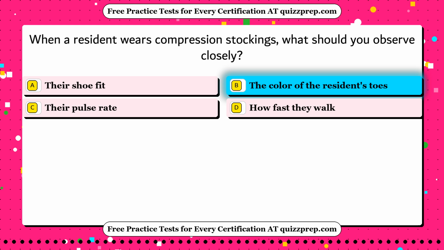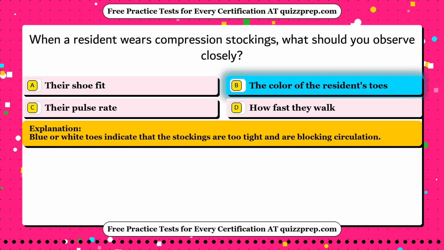The correct answer is option B, the color of the resident's toes. Blue or white toes indicate that the stockings are too tight and are blocking circulation.